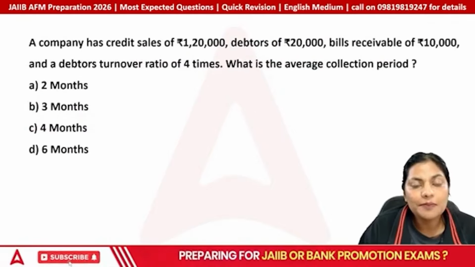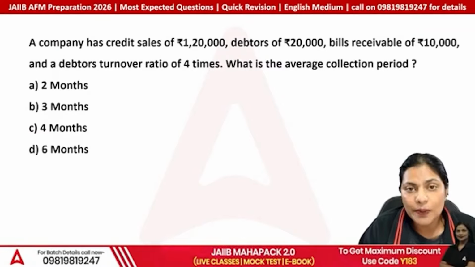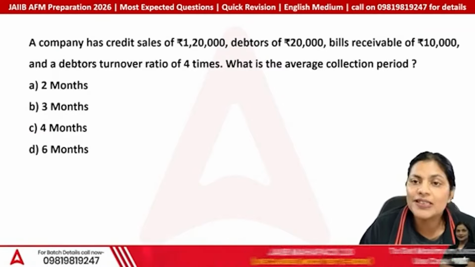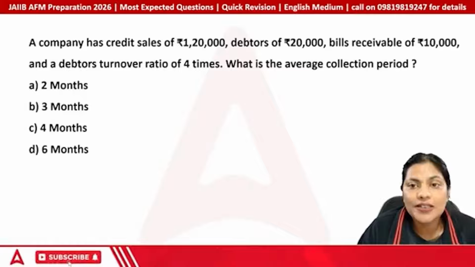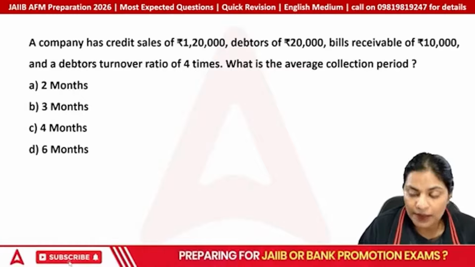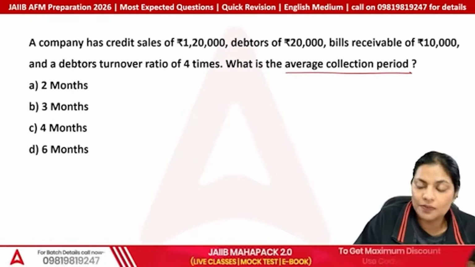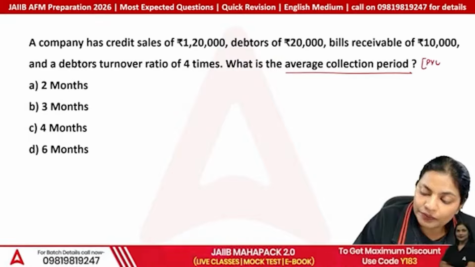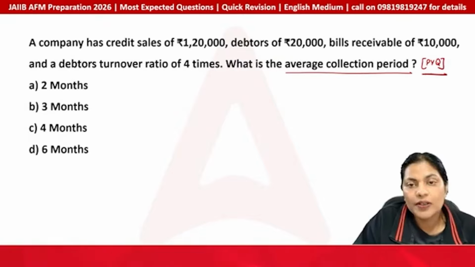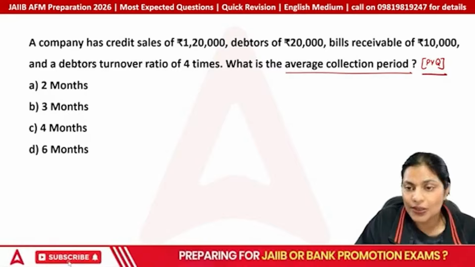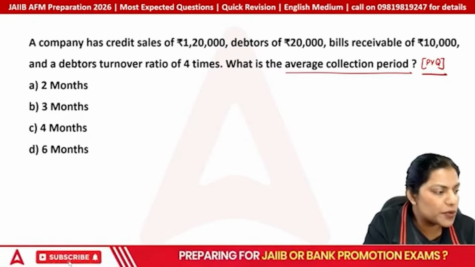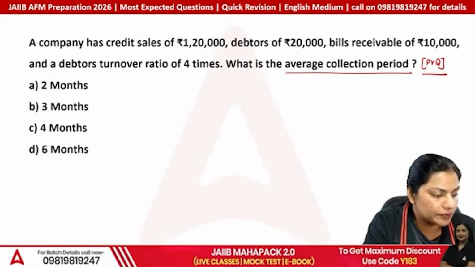Then, a company has a credit sale of 1,20,000, debtors of 20,000, bills receivable of 10,000, and a debtors turnover ratio of 4 times. What is the average collection period? Again, a previous year question. You are required to calculate the debtors average collection period, like in how many days your debtors would pay you the amount back.